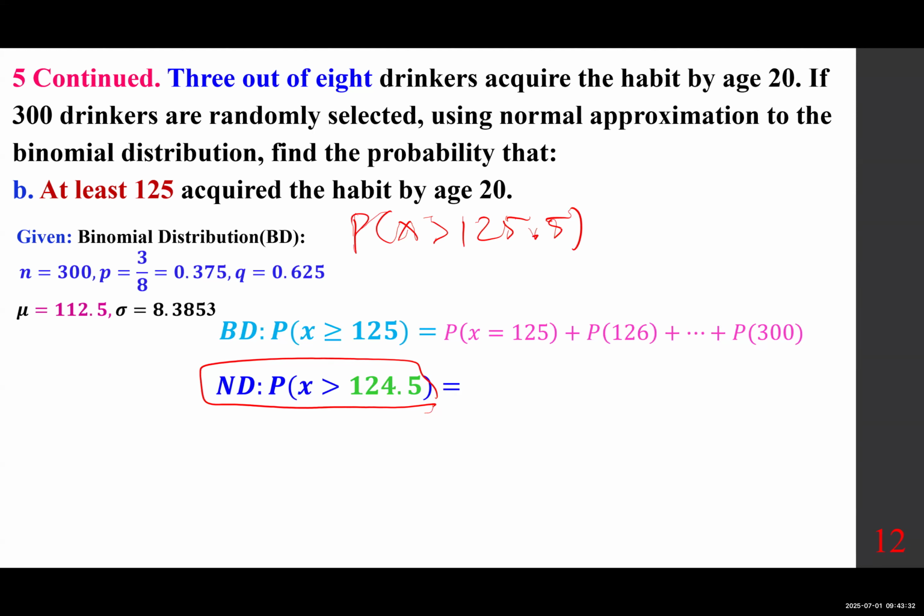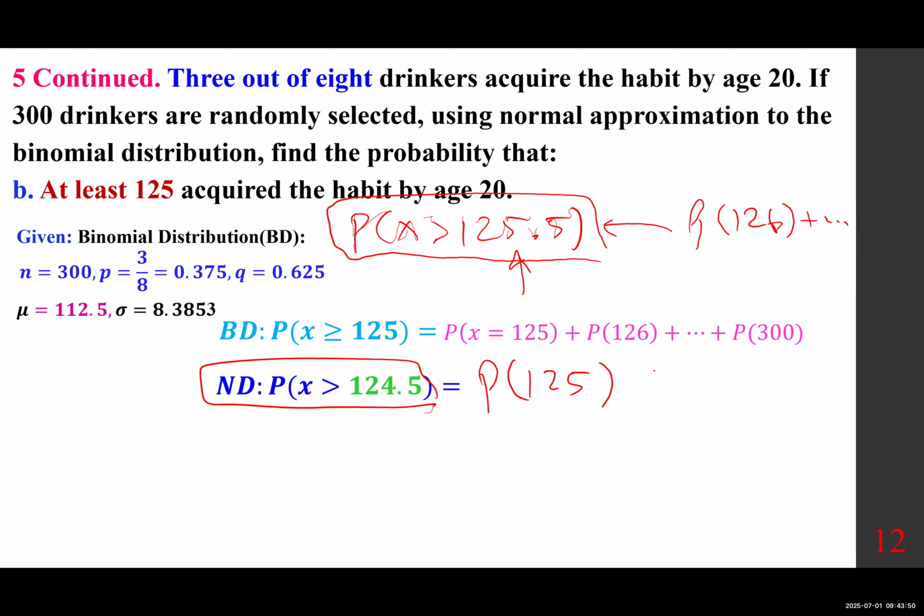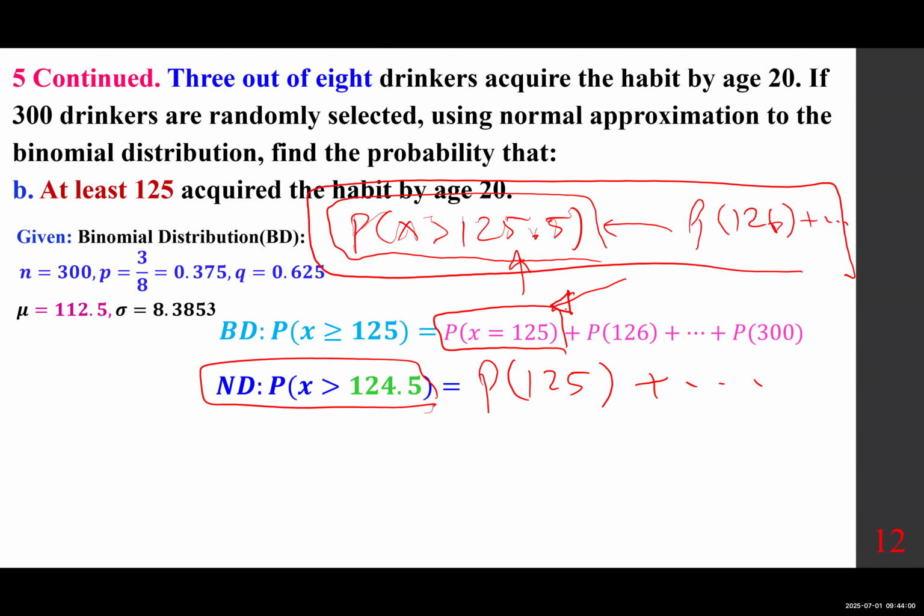Now the question is which one and what? Well, if you go with this one, the first discrete value larger than this would be probability of 126. Of course, it's not discrete and so on. But this one, the first one would be probability of x equals 125, and so on. And look at this one here. We need 125. So if we use this one, we miss 125. That doesn't work. That's why you go with 124.5.